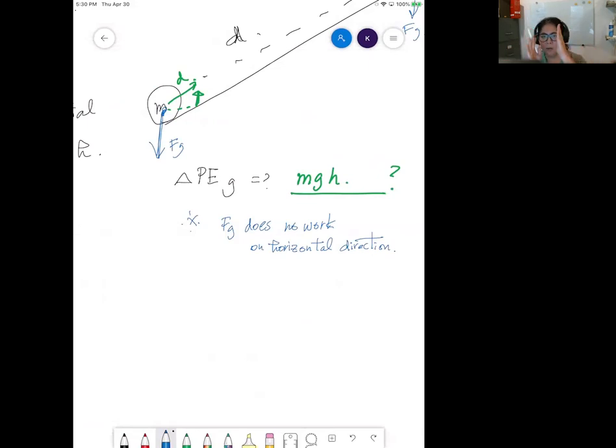So the only thing that we are interested in, how much work is done by the gravitational force, is only the vertical component that's either parallel or anti-parallel. And then if you're bringing something up high, even though you walked on the ramp, that's a longer distance, what matters is how much change in height. Only the vertical displacement matters when we discuss gravitational potential energy. Okay?